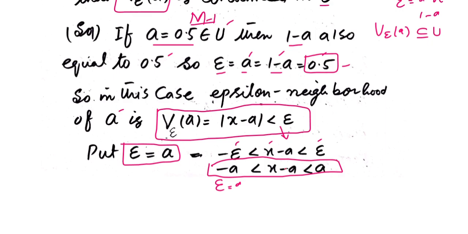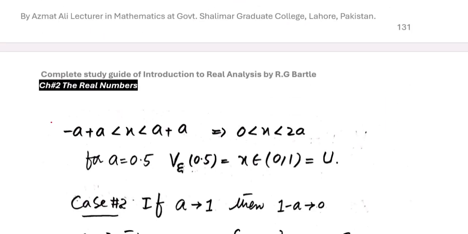By adding a to each side, we have minus a plus a less than x, x less than a plus a. Minus a plus a is equal to 0, so 0 less than x, x less than 2a. As a is 0.5, 2 times a equals 1. It means this interval for a equal to 0.5 becomes the open interval 0 to 1.